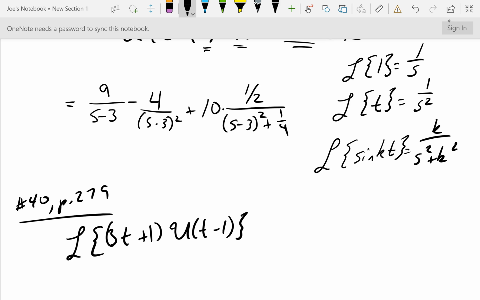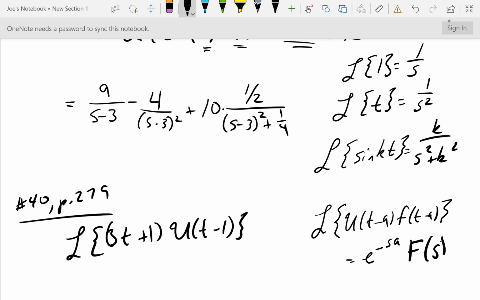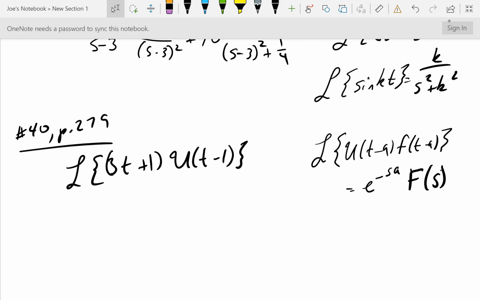Remember again, the big theorem we want to use is the Laplace transform of the unit step function of t minus a, times f of t minus a, is e to the negative sa times the Laplace transform of f, not the f of t minus a, but the f of t. Okay, so that's where the capital F part is coming in. Okay, so notice in this case we have unit step function of t minus 1. That means I need to write this function here, the one that I'm underlining, as a function of t minus 1 in order to be able to use the theorem.